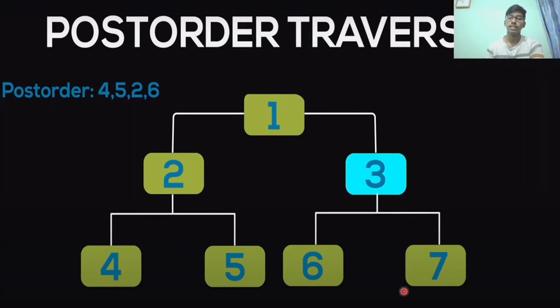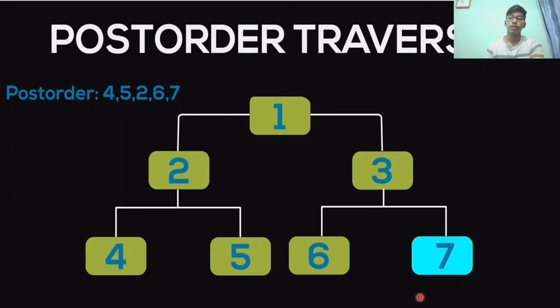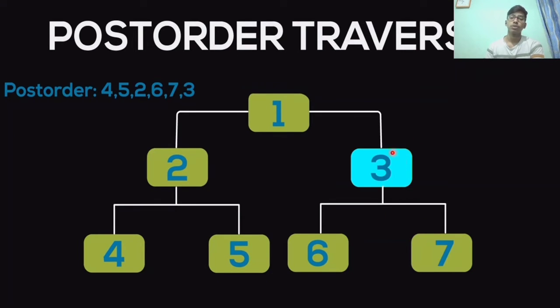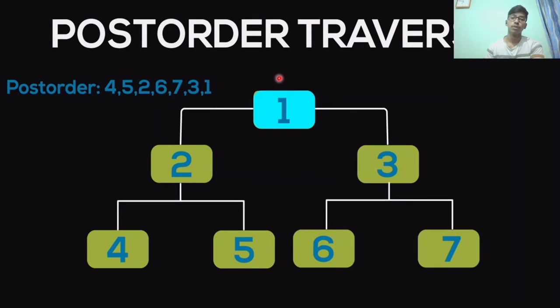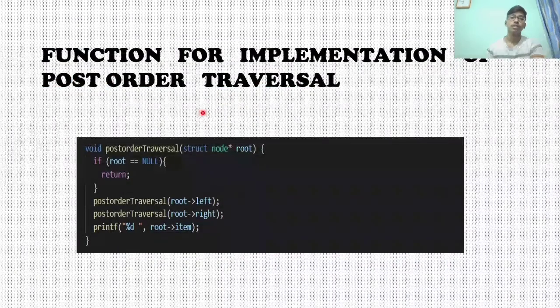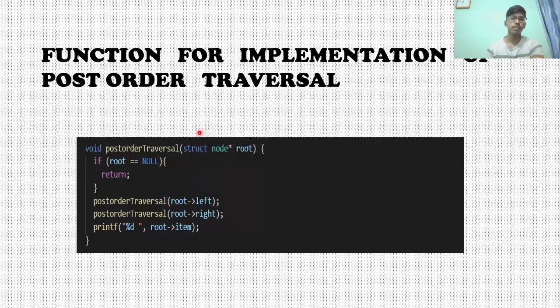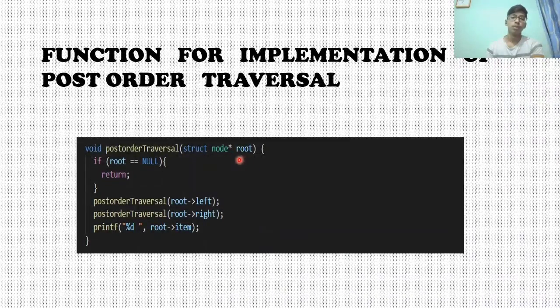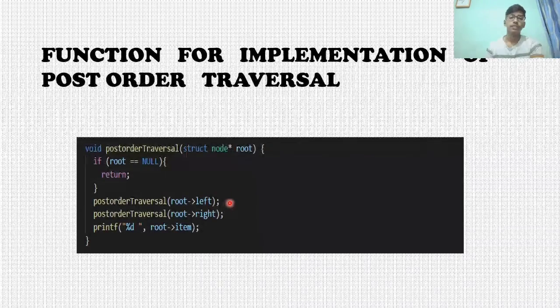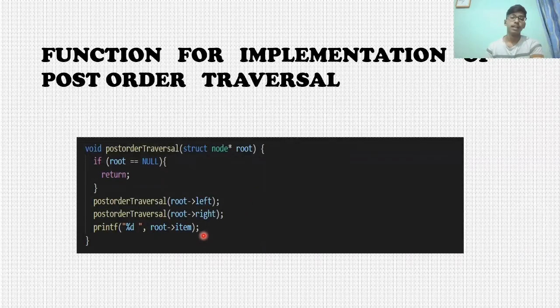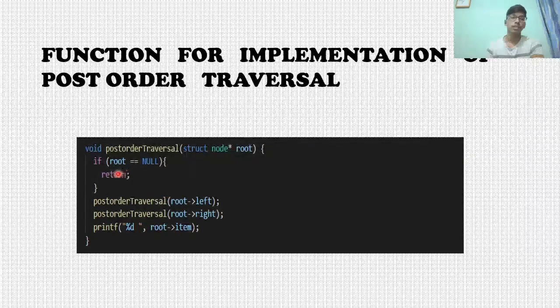7 is the right subtree of 3 and 7 does not have a left subtree or right subtree, so we add 7 to the post order sequence and next come back to the root item and add it to the post order sequence and come back to the previous node, that is 1, and add it to the post order sequence. Now let's see the function for implementation of post order traversal. The function is void return type. It receives a single parameter, root pointer, which points to the node. In post order traversal, first we traverse through the left subtree, next we travel to the right subtree, and finally to the root item. Since it is a recursive function, we should add a recursive break. Whenever root is null, we will return.